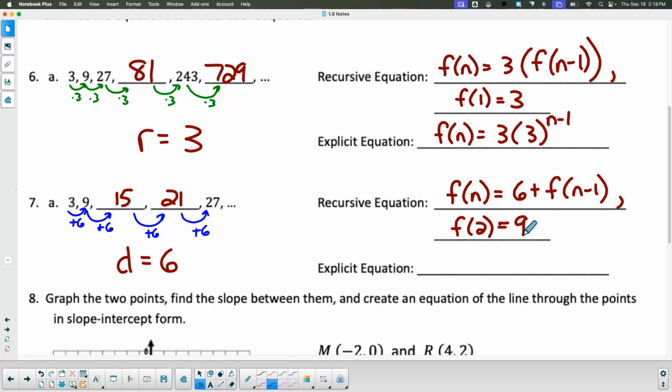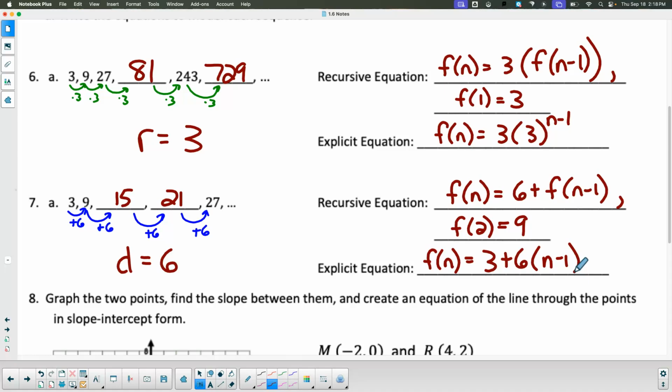F of n equals 6 plus 3 parentheses n minus 1. Say it one more time. Oh, let's switch to 3 and 6. That's how I had it. So you're switching it to 3 plus 6 times the quantity n minus 1. Yeah, I like that one.